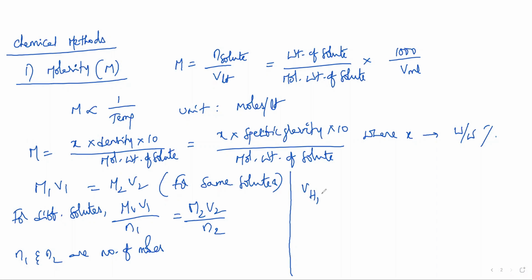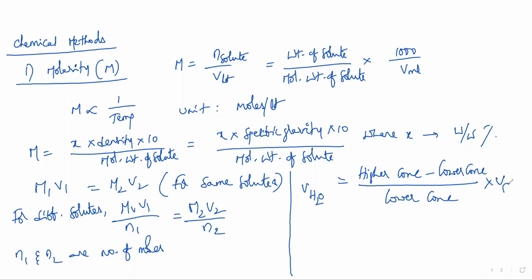Then if you want to find the volume of H2O to be added to change the concentration from M1 to M2, that is higher concentration minus lower concentration by lower concentration into volume of solution. So this is the volume of H2O. Did you understand? So this is all about molarity.